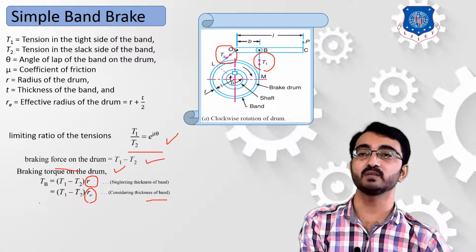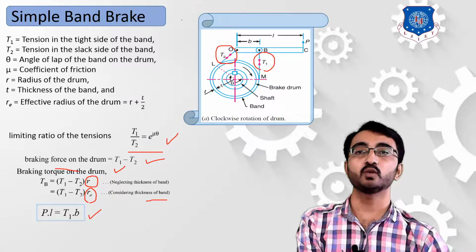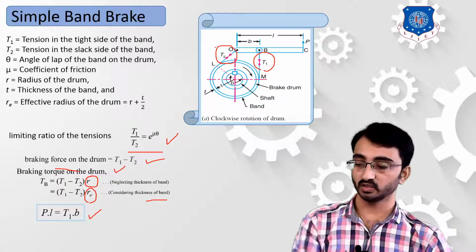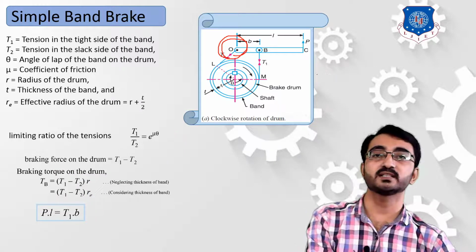Okay, so your equation will be (T1 minus T2) into effective radius r. Now the next condition is the amount of moment which is produced about this point O. The moment is produced mainly due to three forces. The first force we can consider is this P force.